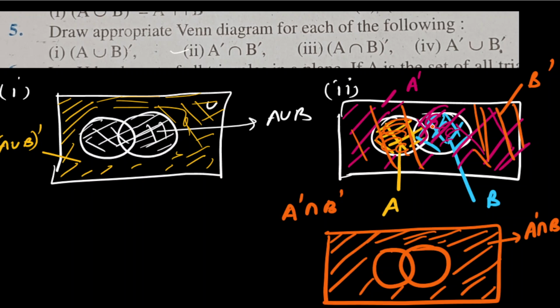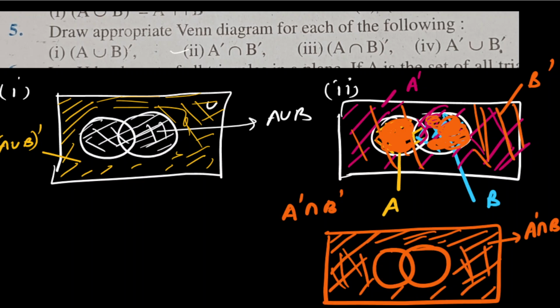If you see here, A complement has this part of B also, and B complement has this part also. Okay, but these parts are not common. In intersection, only common parts we consider. So that's why only this shaded part we have to consider.